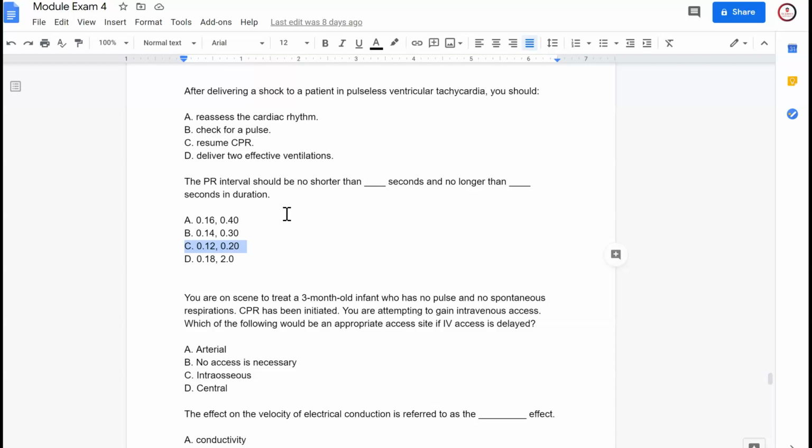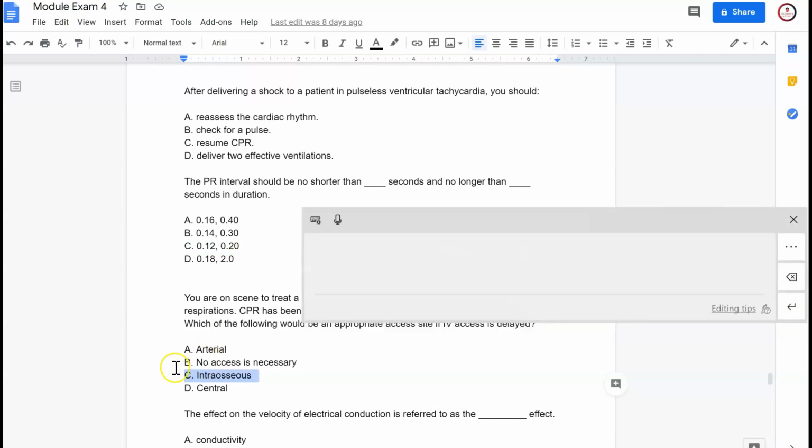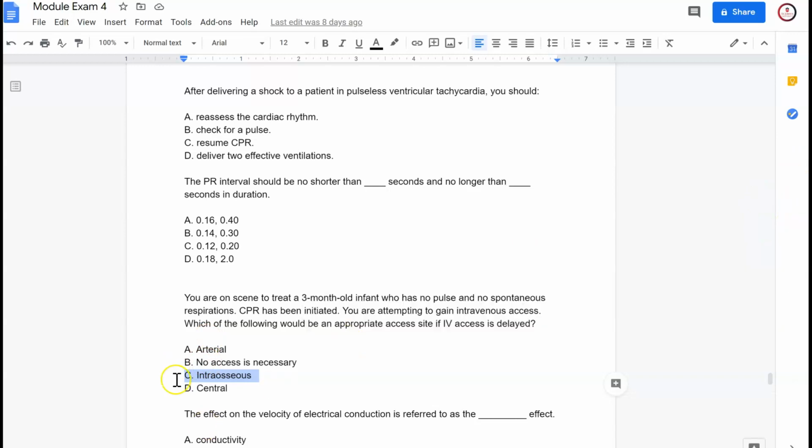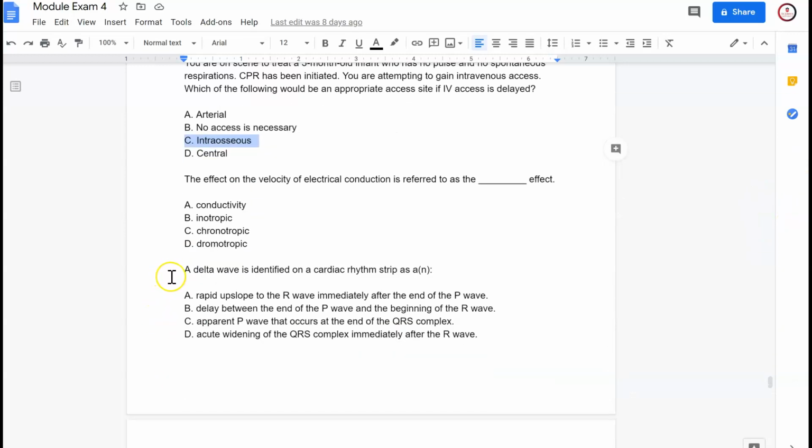You are on scene treating a 3-month-old infant who has no pulse and no spontaneous respirations. CPR has been initiated. You are attempting to gain IV access, which would be an appropriate site if IV access is delayed. 3 months old, without a doubt, IO. You're not going to go futzing around anywhere else. IO is your best option.